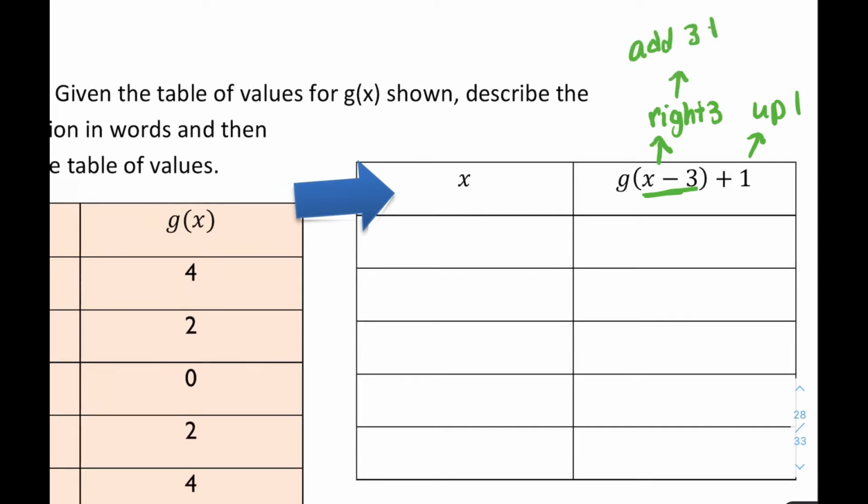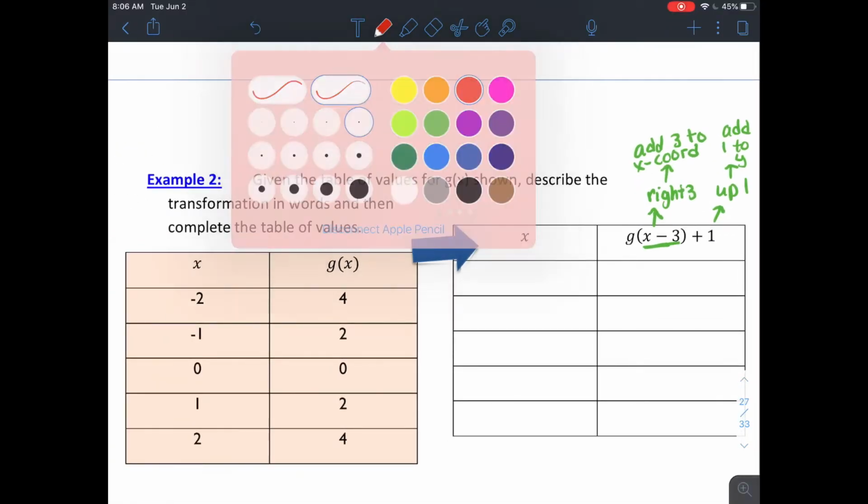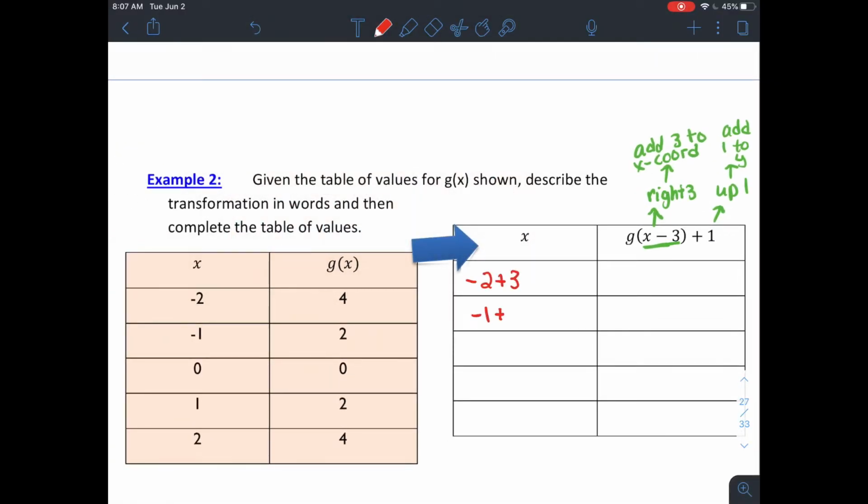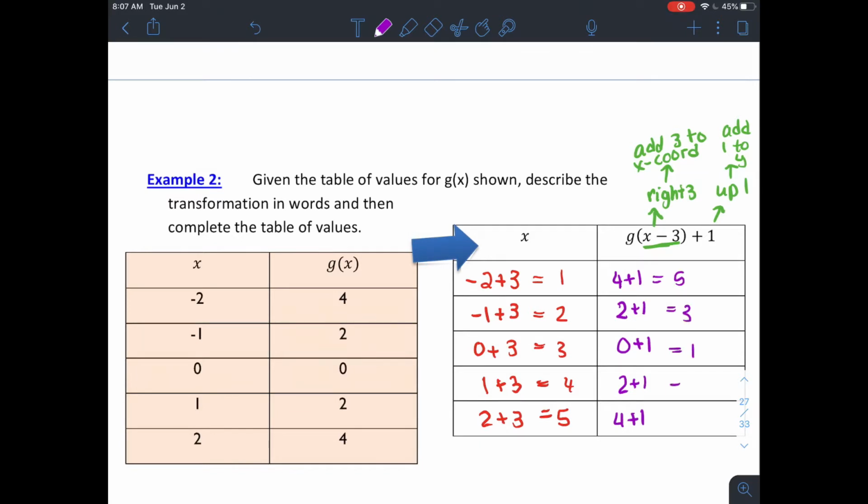So if I'm moving right 3, think about how that changes your x coordinates. X is left or right, and to the right on my x-axis, it's going to make things bigger, so I'm going to add 3 to my x coordinates. And if I'm translating up 1, that's going to increase my y values by 1. So I'm going to take all of my points for g of x and add 3 to their x coordinates to translate everything right 3. And then I'm going to take all of my y values for g of x and add 1 to translate things up 1. And that'll give me my new coordinates for my transformed function g of x minus 3 plus 1.